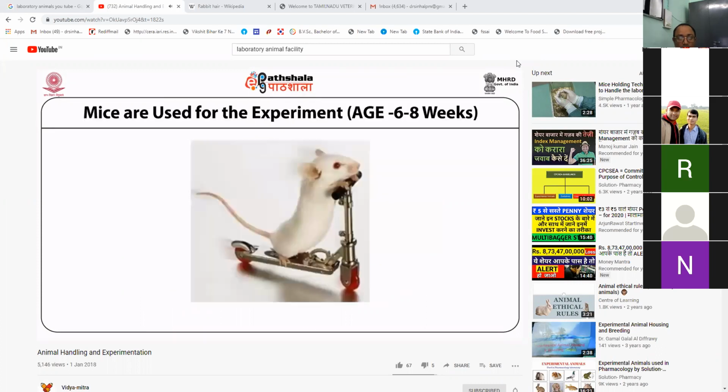And at about 6 to 8 weeks, all the experiments are mostly done, as the complete adult stage of the mouse is reached. So the experiment can be performed at 6 to 8 weeks of age in mouse.